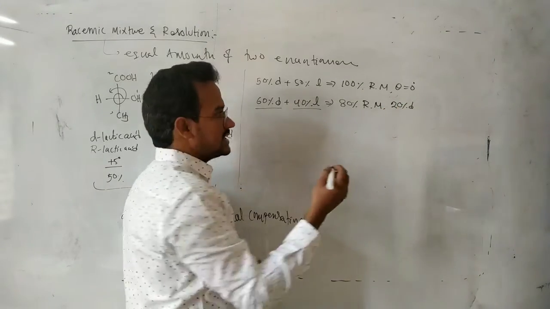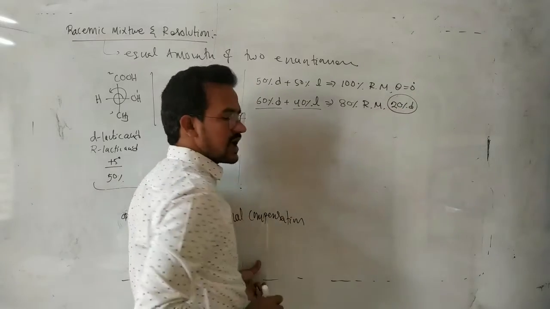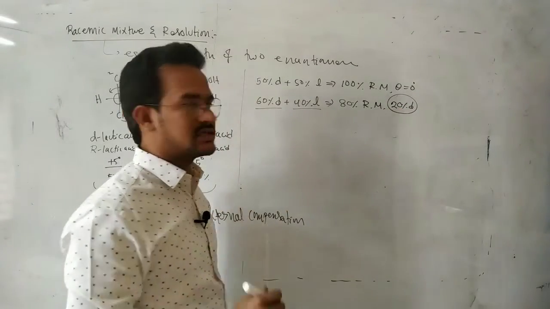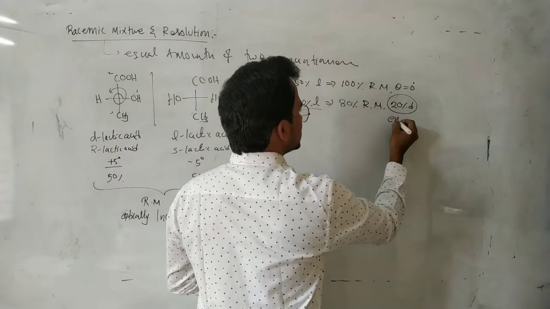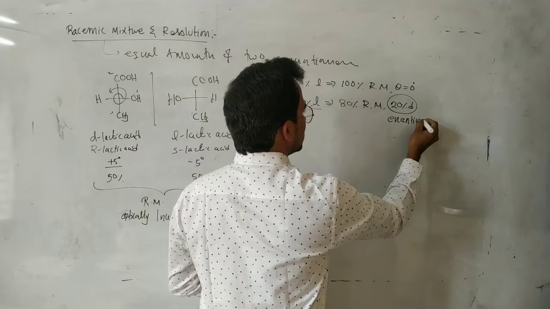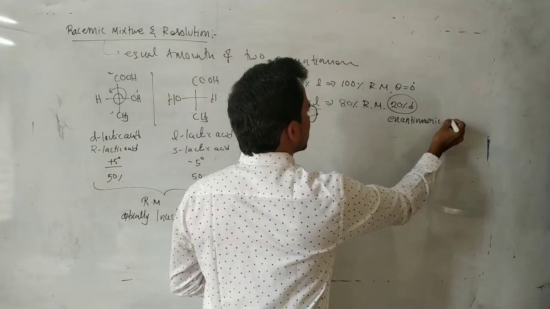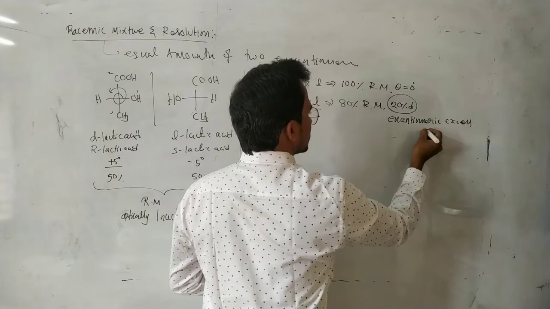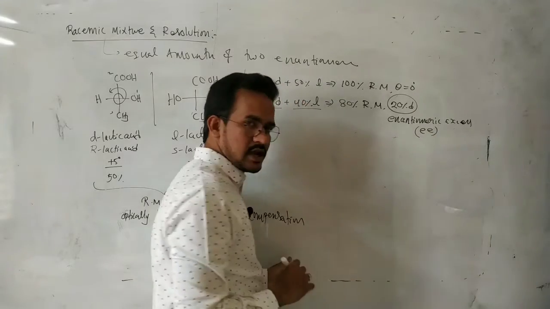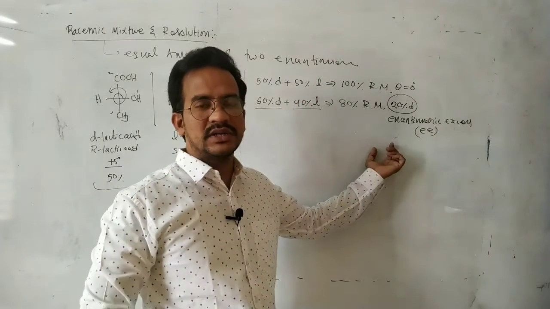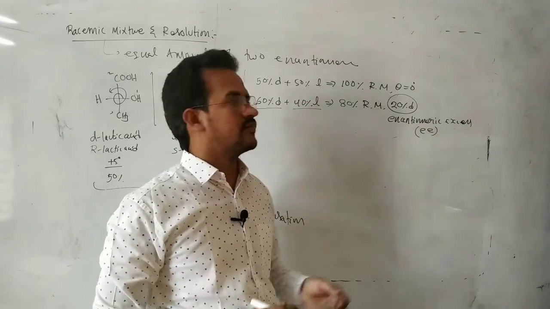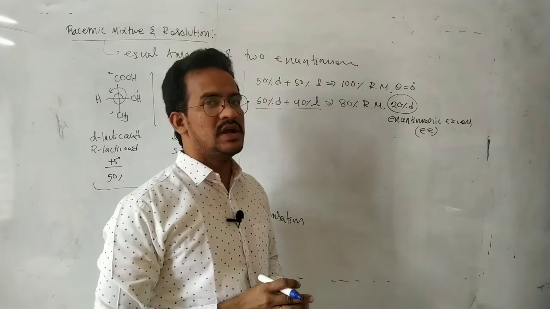20% dextrose. It is an excess enantiomer, an enantiomer present in excess amount. That's why it is called an enantiomeric excess. Enantiomeric excess is a 20% extra D isomer.